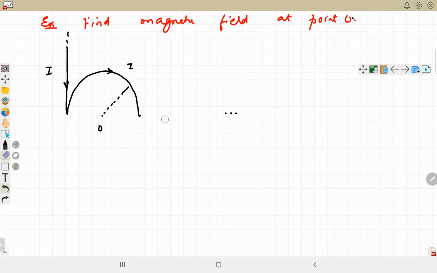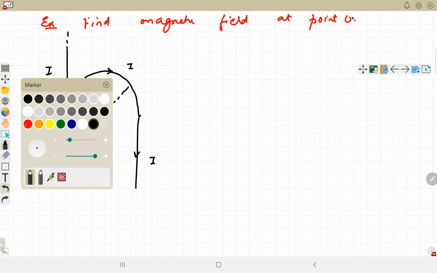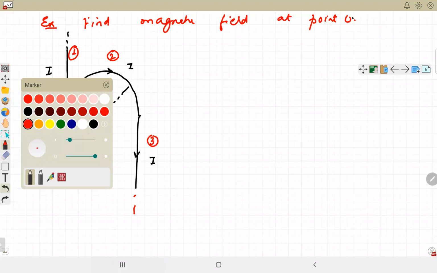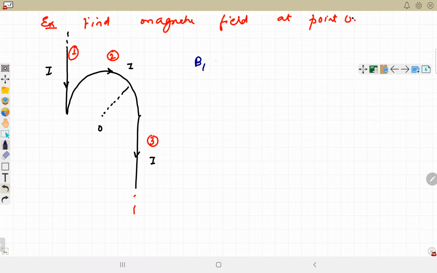Okay, so let's do a slight change. Find the magnetic field at point O. There are three parts of the wire. One is semi-infinite, second is a semicircle, and third is again a semi-infinite wire. Calculate the magnetic field separately, and then we will do the vector sum or resultant of these three vectors.